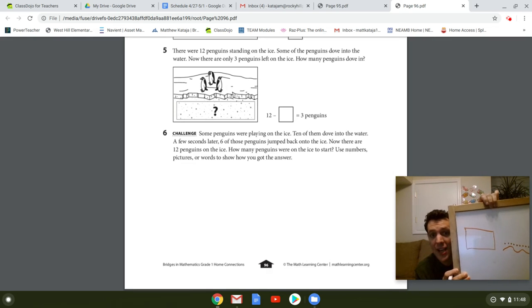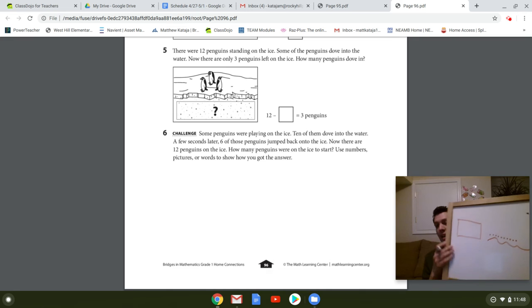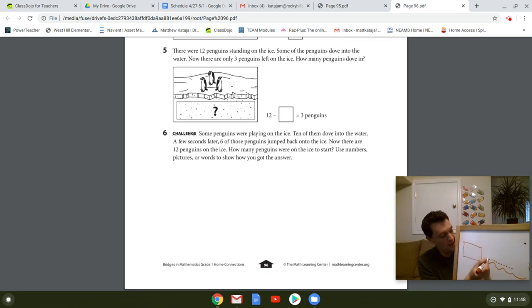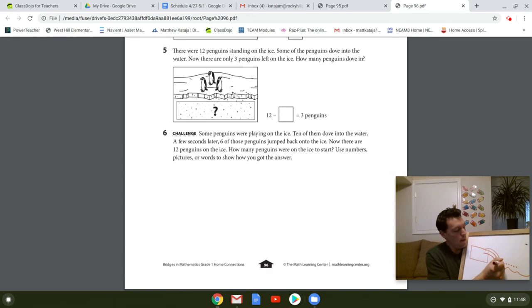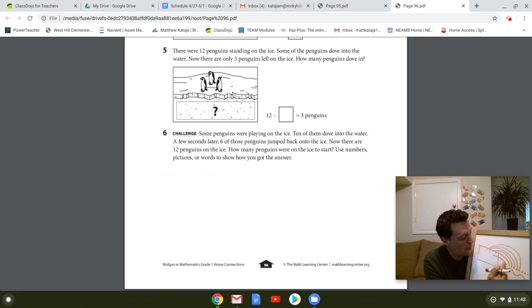Now, a few seconds later, 6 of those penguins jumped back on the ice. So now you have to take the 10 dots, and how many do you have to go back on the ice? 1, 2, 3, 4, 5, 6. So now 6 penguins went back onto the ice. So you would erase the 6 in the water and draw 6 dots on the ice. 1, 2, 3, 4, 5, 6.